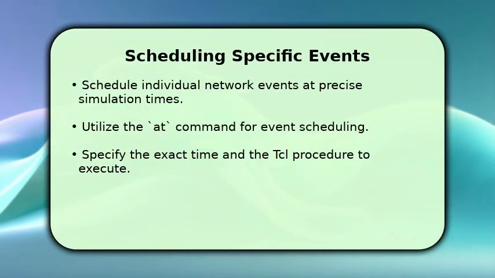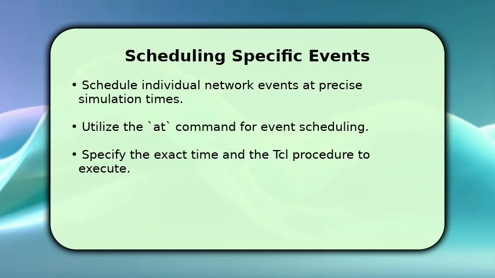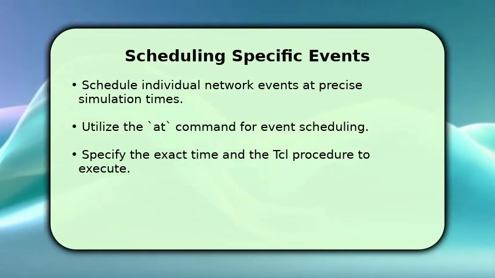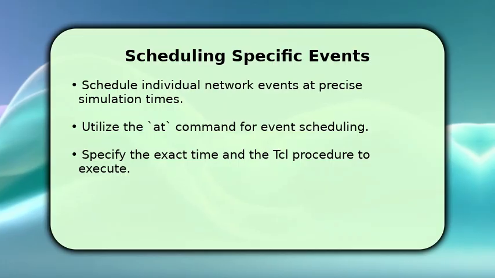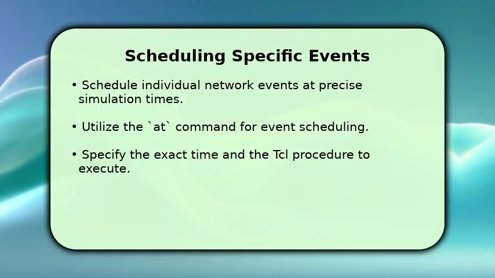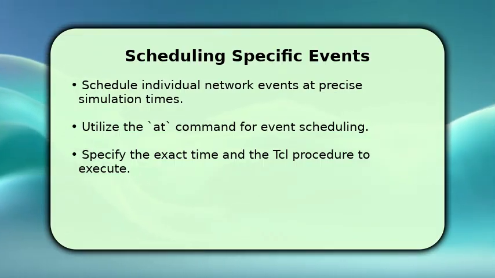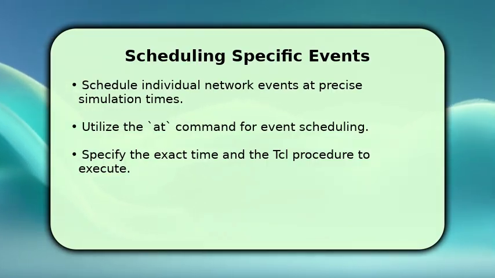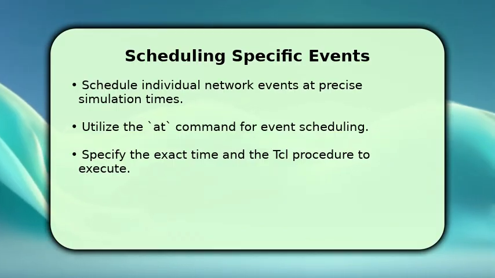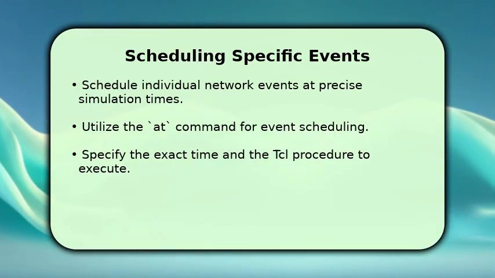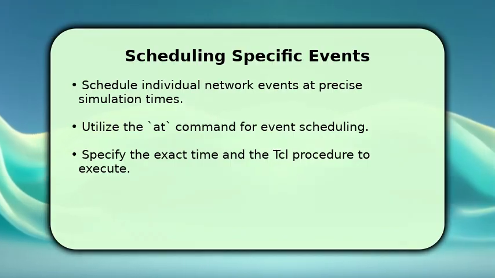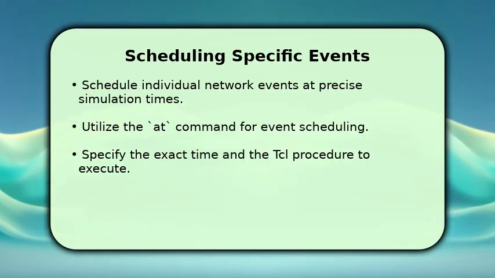Scheduling specific events at precise moments is a core aspect of NS. You can use the at command to trigger actions, such as $ns at 2 "start_traffic". Here, start_traffic is a TCL procedure that will execute exactly 2 seconds into the simulation. This allows you to control when nodes begin sending data, when links change state, or when other critical network behaviors occur. Precise event scheduling is key to modeling dynamic network scenarios effectively.